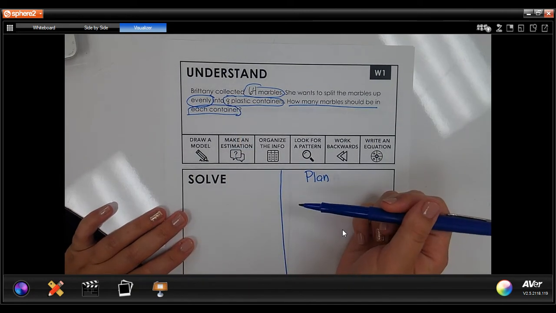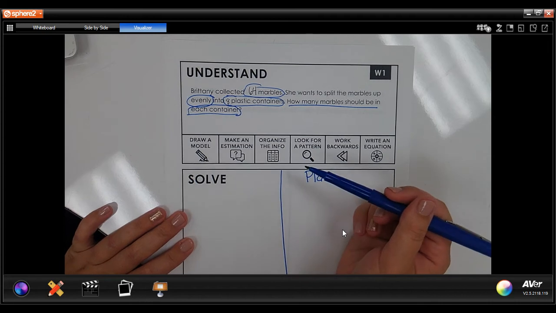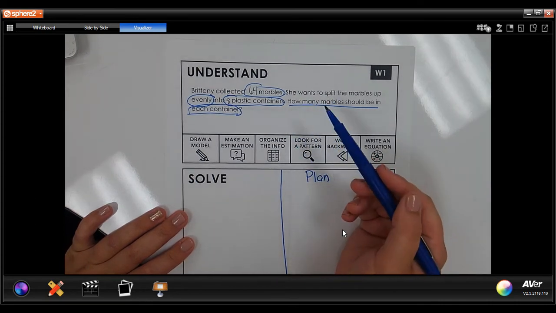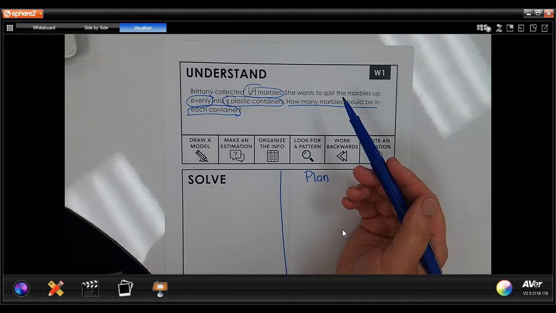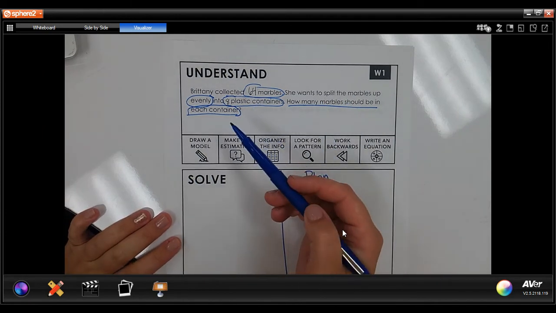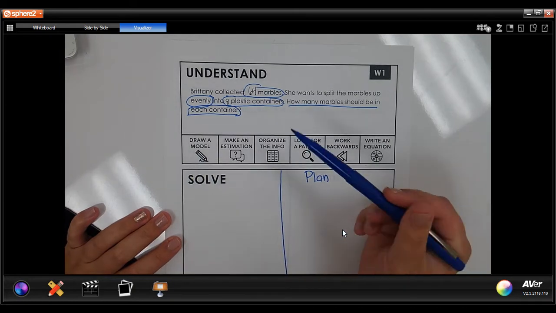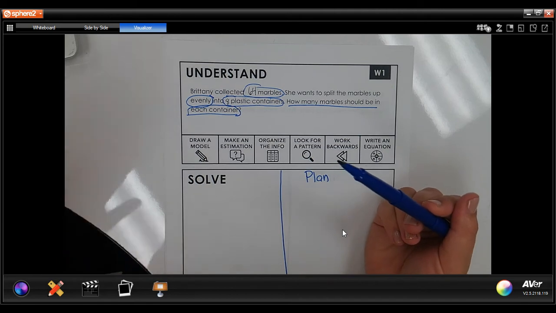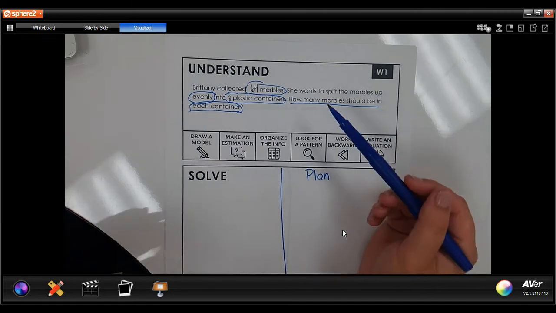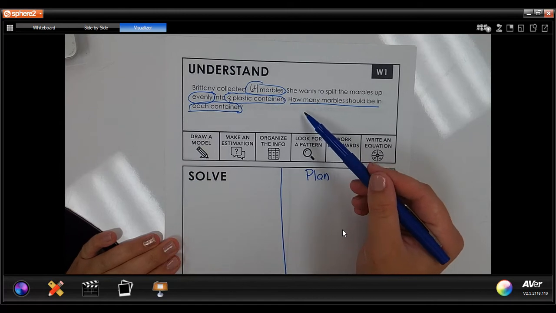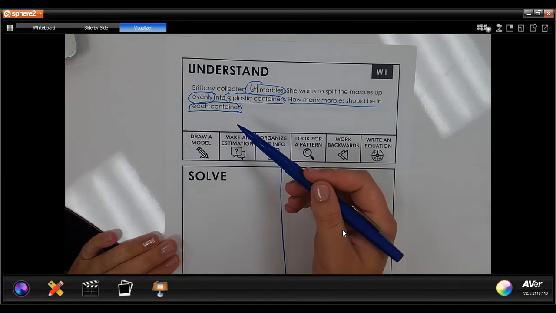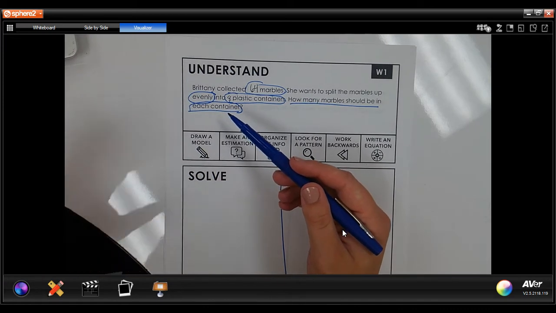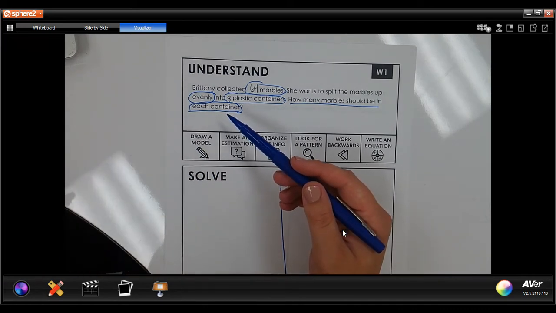So you can notice in here, we're not going to be writing sentences about what we know and what we need to find out, but it's still always a good thing to talk about it either with a partner or just in your brain to yourself, what the problem is about, to understand it and what we're going to find out. So the first question I'm going to ask myself is, what do I know about this problem? So I know that Brittany has some marbles and she wants to divide them evenly into some plastic containers. I could visualize that picture in my head. So now I want to figure out what I need to find out. I need to find out how many marbles should be in each container. So I need to know in each container there's going to be so many marbles and it's going to be an even amount in each.